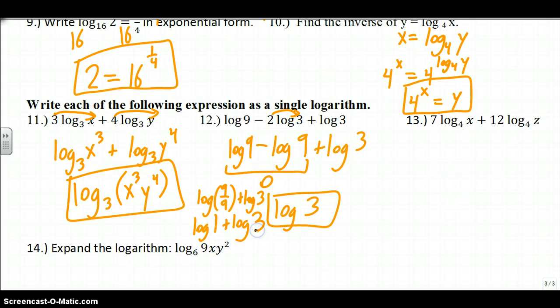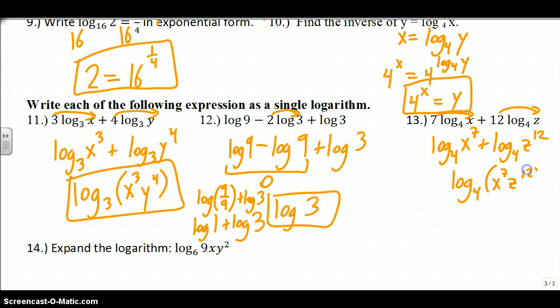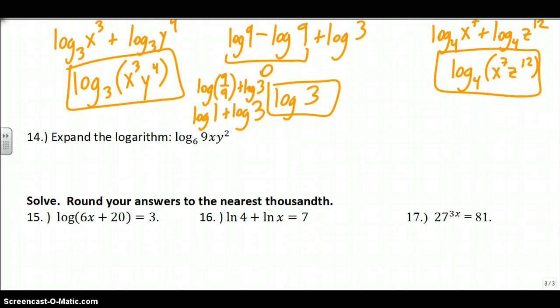Okay, plus log of 3. And of course, you'd multiply, so you still get log of 3. All right. 13, let's bring the power up. We have log base 4 of x to the 7th plus log base 4 of z to the 12th. Again, multiply, so you get log base 4 of x to the 7th, z to the 12th. And there we go.